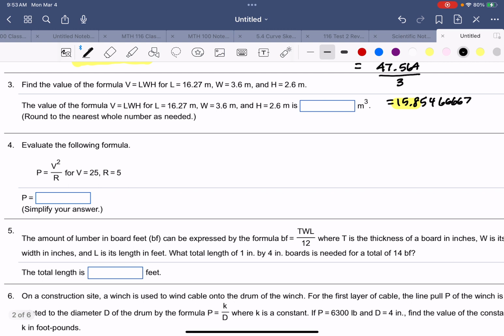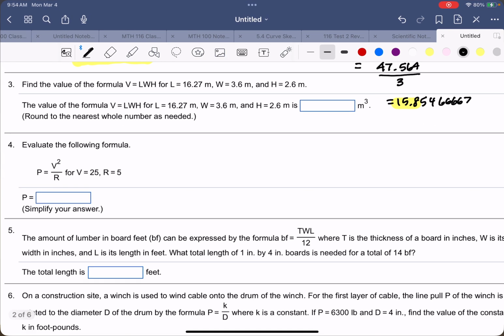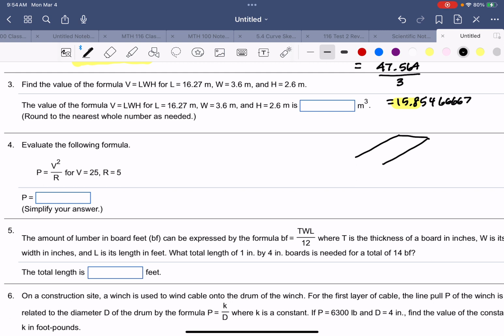Example number 3. Find the value of the formula V equals L times W times H. For L is 16.27, W is 3.6, and H is 2.6. Now this is actually a formula for the volume of a rectangular box. So if we have a box and we want to know how many cubes we could stack inside the box, that's the formula that we're looking at right here. So we're going to get cubic meters. And we'll do some more of this when we get to our geometry sections. So most of these formulas do have real-world applications. So we're just going to practice finding our volume.